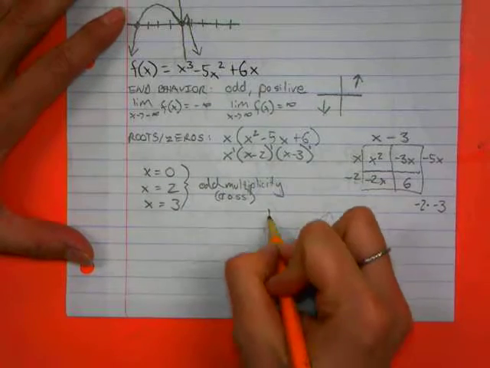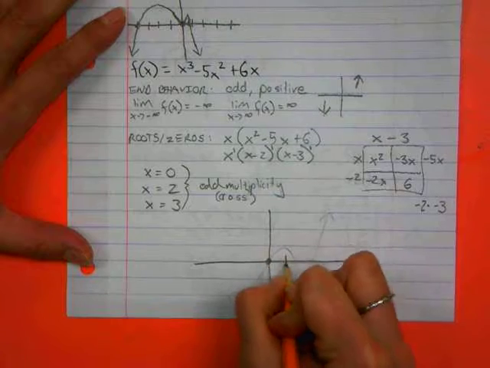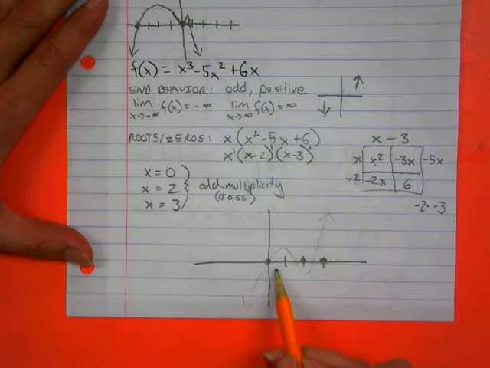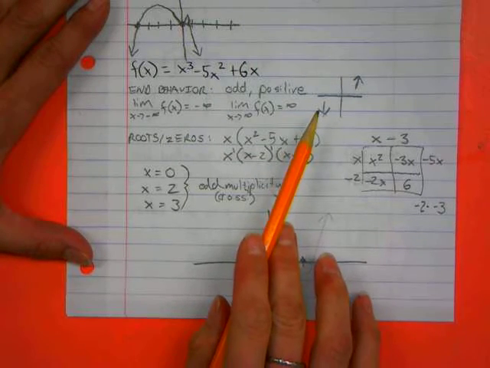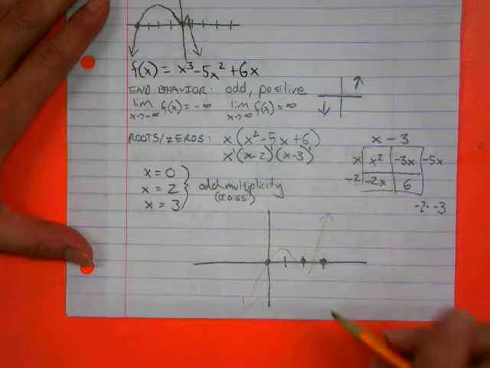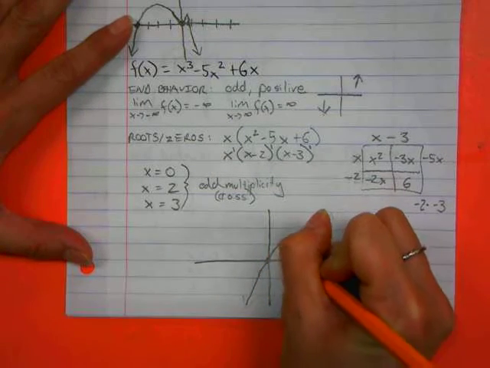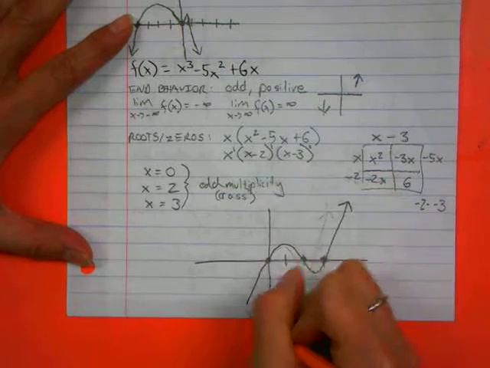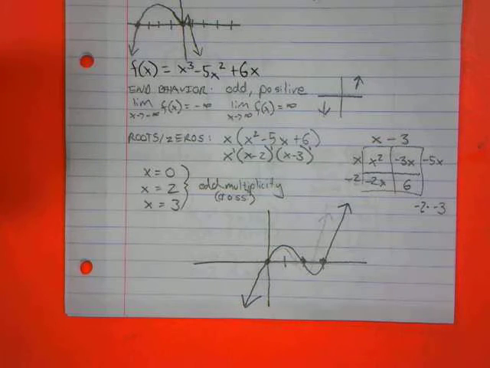Okay, so now I'm ready to draw my picture. So let's go ahead and draw those roots. One's at 0, one's at 2, and one's at 3. And remember, we talked about our end behavior was going to be down to negative infinity on the left, up to positive infinity on the right. So I'm going to start from negative infinity, go through 0, go through 2, and through 3, and head up to positive infinity. And my general sketch of my graph would look something like this.